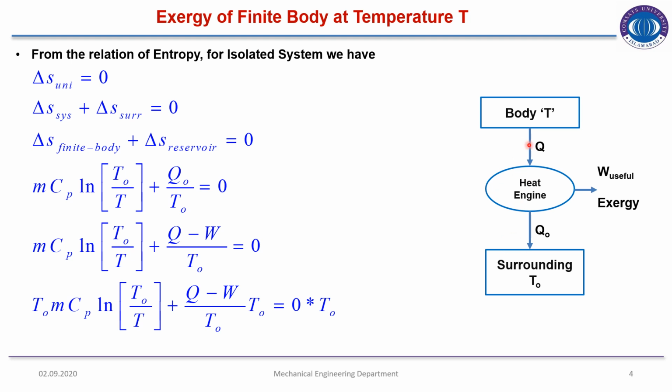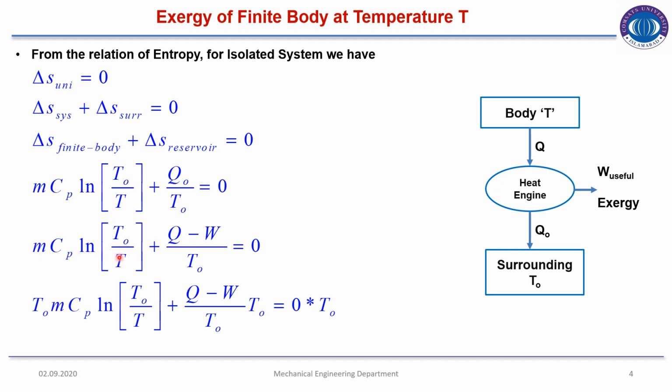Because the temperature difference is zero, the heat engine will stop producing work. So the initial temperature of the body was T and the final temperature was T naught. We have already derived that relation in the chapter on entropy. The change of entropy is mCp natural log T naught over T, where T naught is the final temperature and T is the initial temperature of the finite body. And since T naught is the temperature of the reservoir, to calculate the entropy change for the reservoir, we have Q naught over T naught, the heat that enters the reservoir divided by the temperature of the reservoir. So all that is equal to 0.